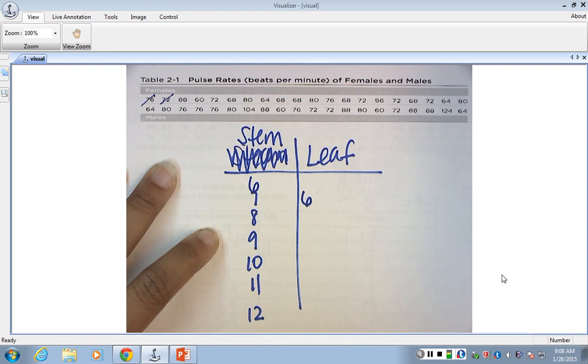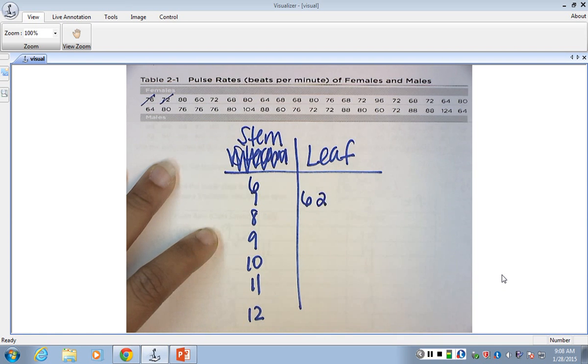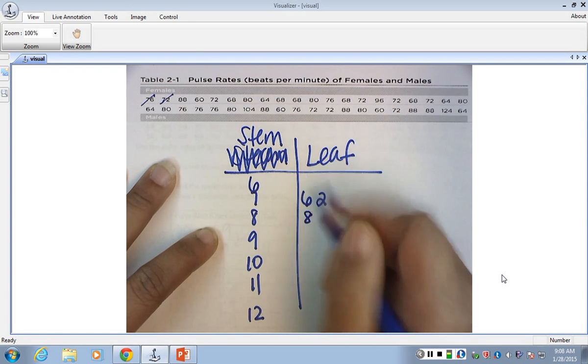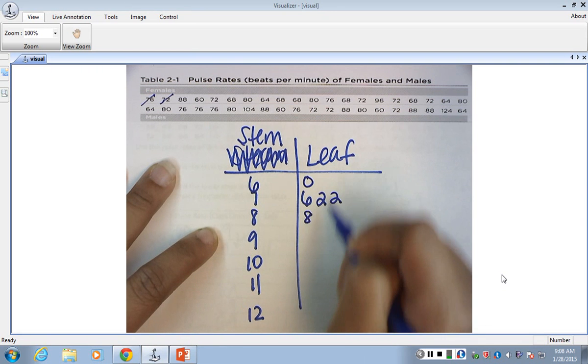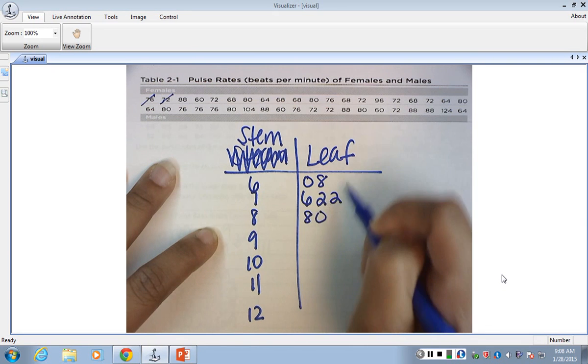Is that okay? The next number is 72. So I'm in the same row. I'm going to put a 2. Next number is 88. So I'm now going to go to the 8th row, put an 8. 60, I put a 0. 72 again. I'm going to do just a couple of these. So I got an 8, 80, 0, 64. I'm going to stop right there.